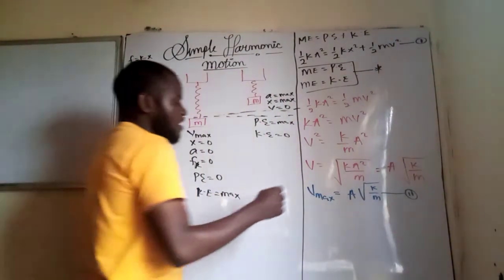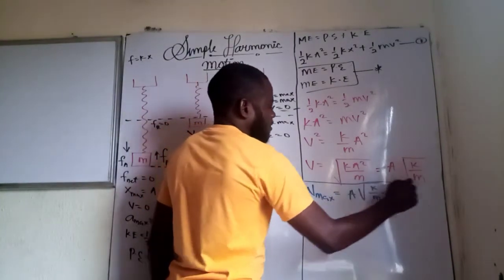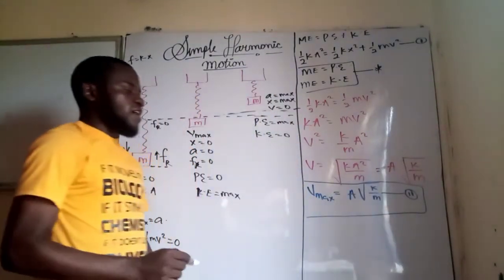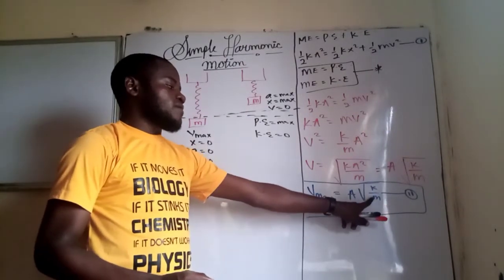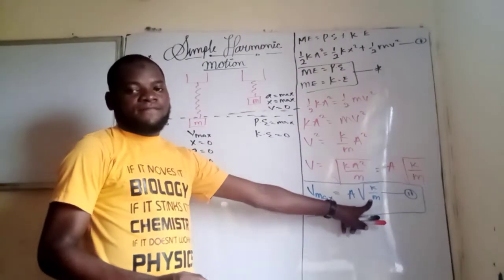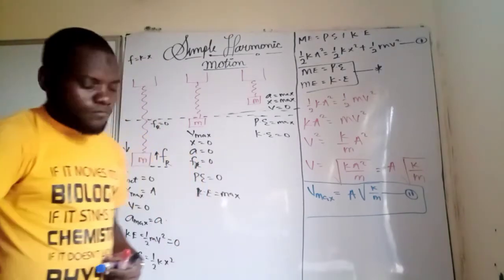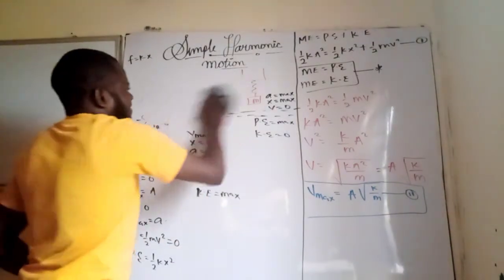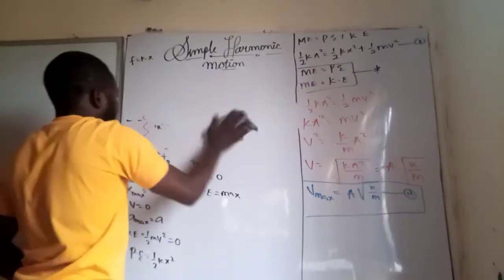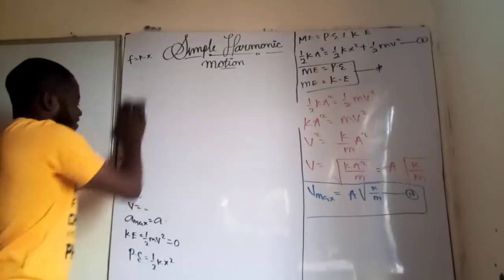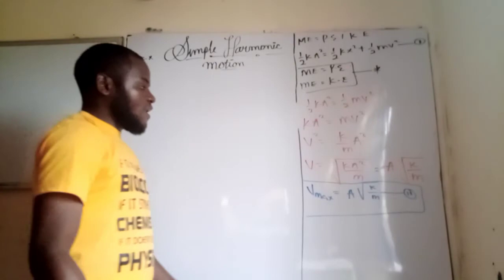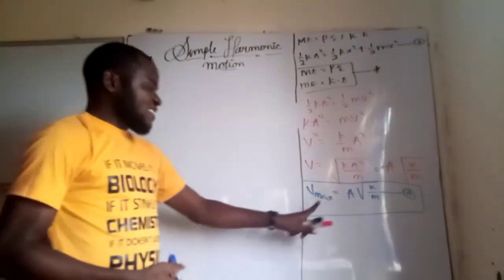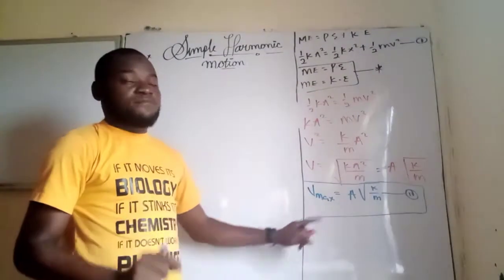So, if you are looking for the maximum velocity of this system, the maximum velocity is the amplitude times the square root of the spring constant divided by the mass. Now, we might not be interested in the maximum velocity, but we want to know the velocity at every instance. How can we get that? Now, let's see. That is, the velocity at this point is not maximum.